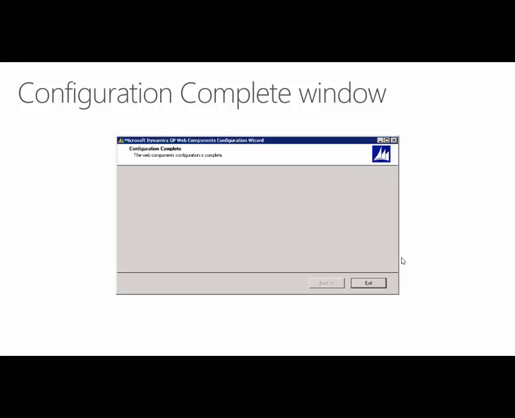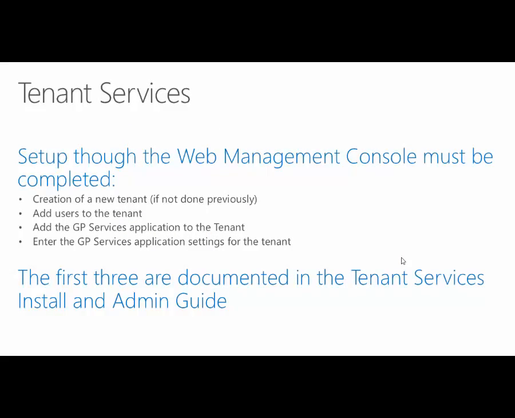Now, if we chose multi-tenancy, we have one more step to do. In tenant services, we'd have to do that setup through the tenant services snap-in in the web management console. We'd have to do the following four things. We have to make sure the tenant is created, or we have to create the tenant, depending on if it was or it was not. We have to add users to that tenant. We have to add the GP service application to the tenant. And then lastly, we have to enter in the GP service application settings for the tenant.